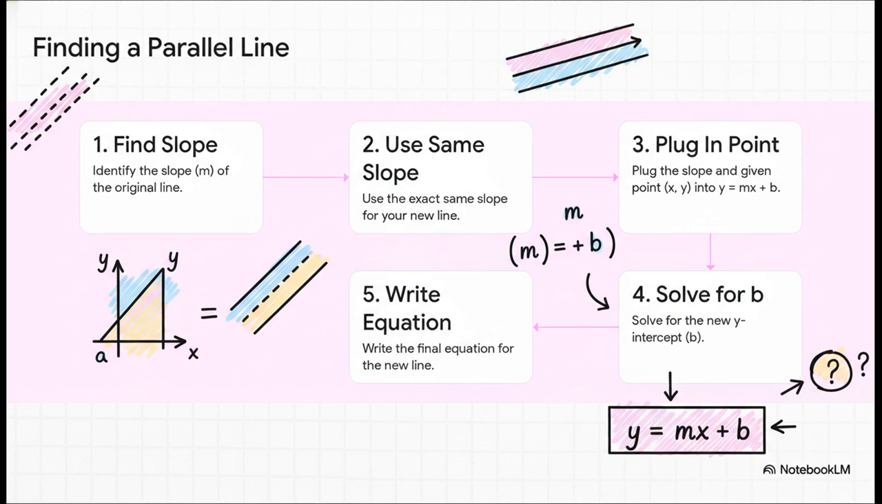It's a pretty straightforward process. First, you just need to identify the slope of the original line. Easy enough. Then, step 2, you use that same slope for your new line. From there, you just plug in that new slope and the point you've been given into y = mx + b. That lets you solve for b, the new y-intercept. And boom, you just write out your final equation.